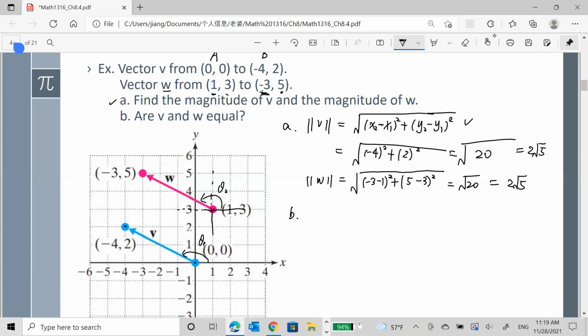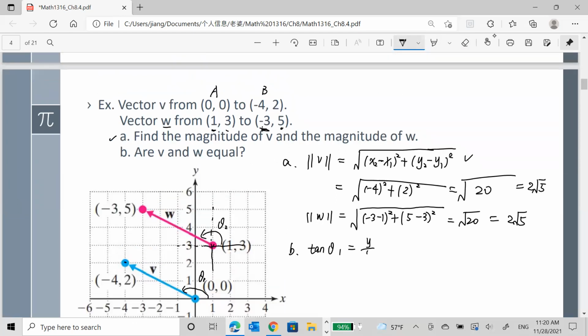We have learned tangent, for example theta 1 equals b over a, or I should say y over x is better, right? So put y over x here.